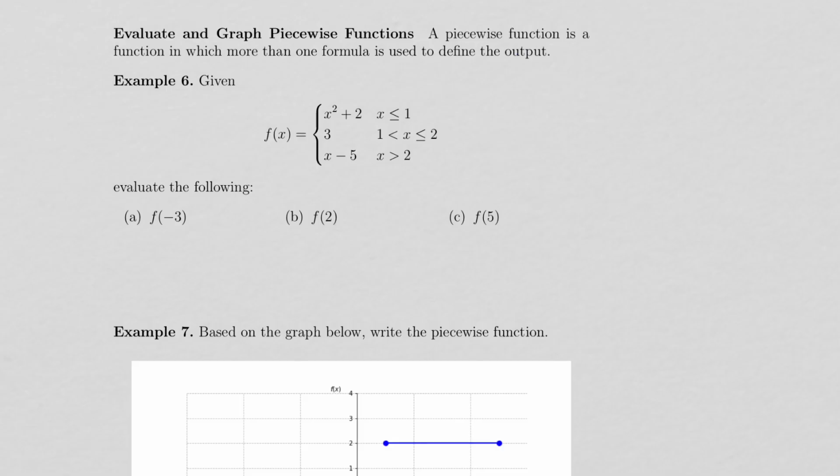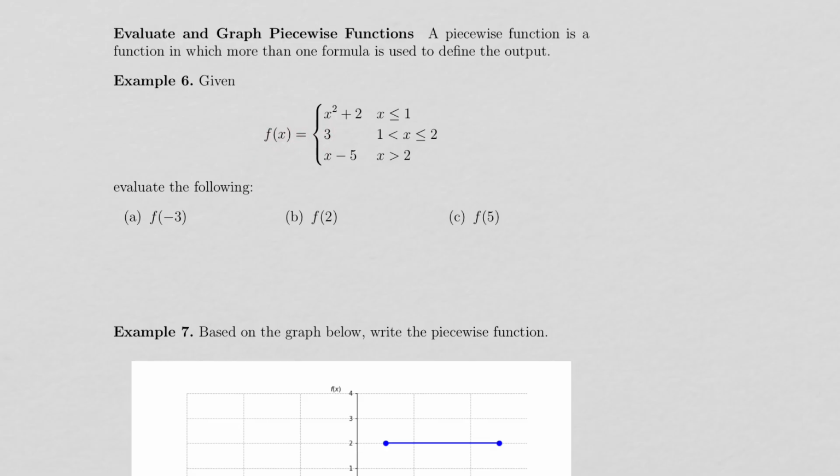Okay, now I want to talk a little bit about piecewise functions, and that'll wrap up this section. A piecewise function is basically a function in which more than one formula is used to define the output. Let's look at this example here, example 6. This is an example of a piecewise function.